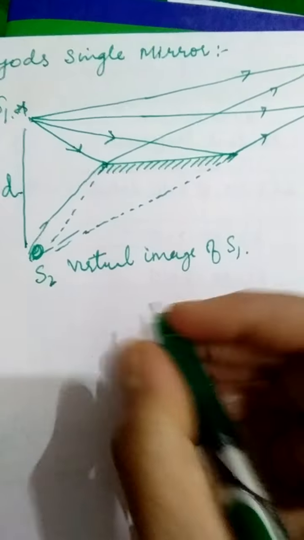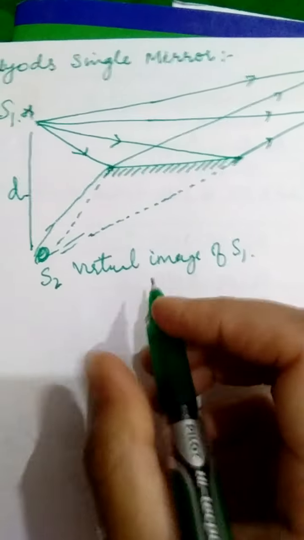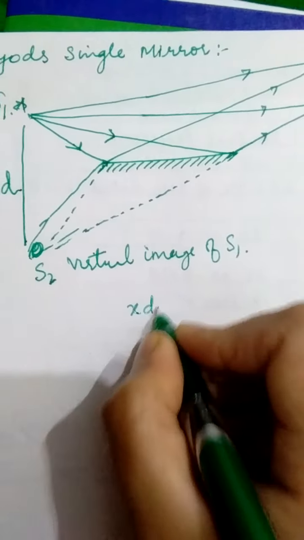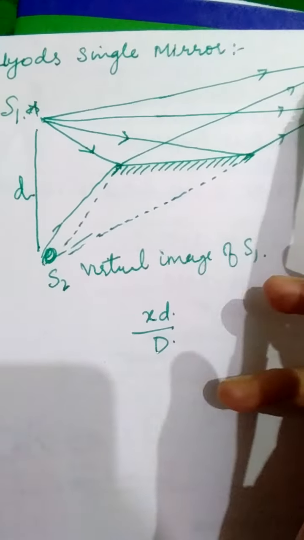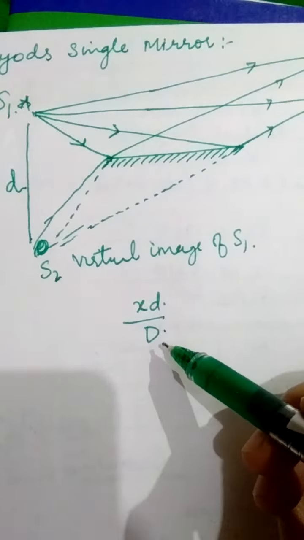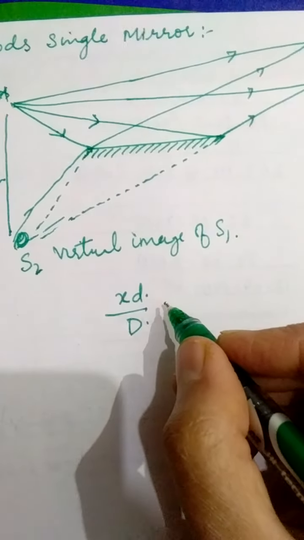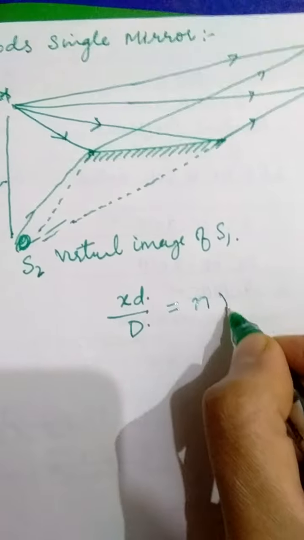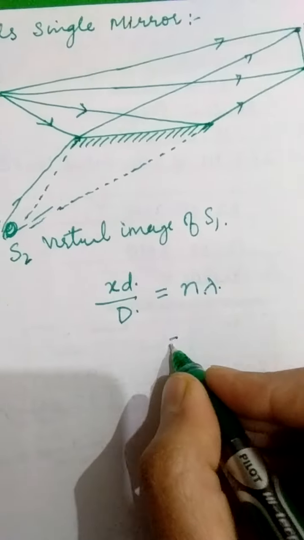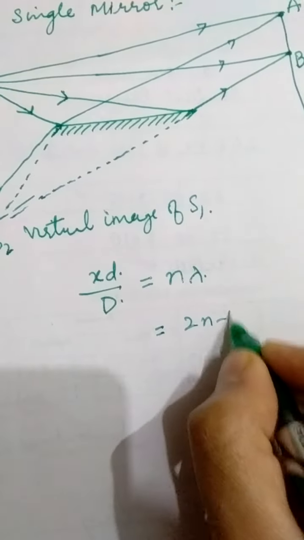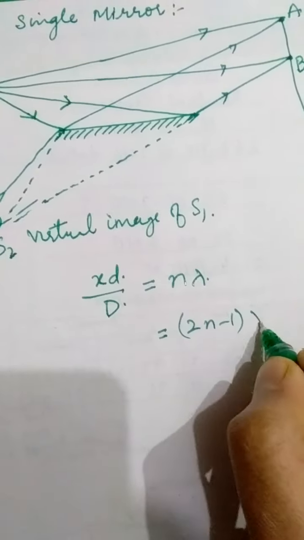What was the condition of maxima and minima there? What was the path difference? It was xd by D. The path difference between the two rays from two slits was xd by D. For constructive interference, we would equate it with n lambda. And for destructive interference, we would equate it with (2n minus 1) lambda by 2.